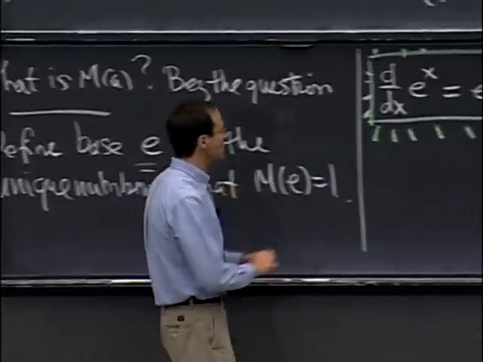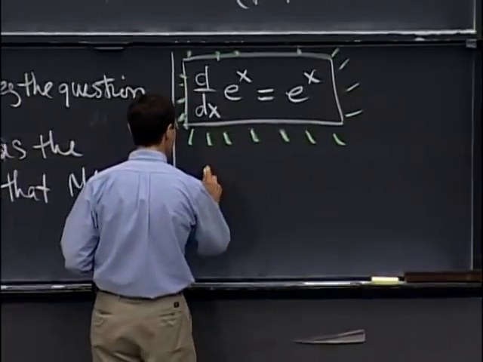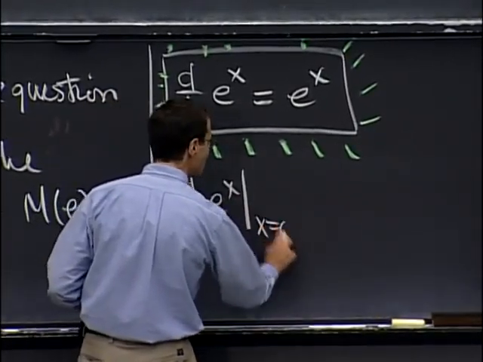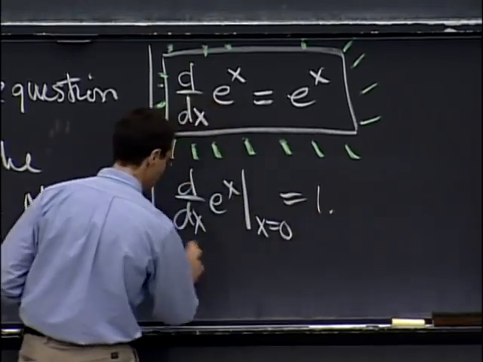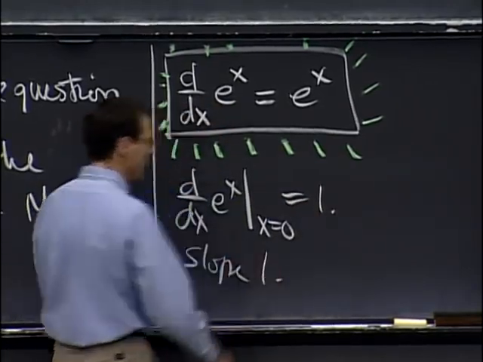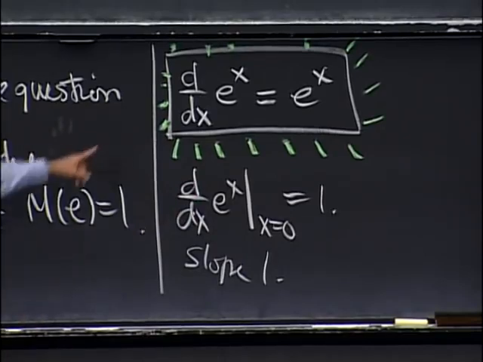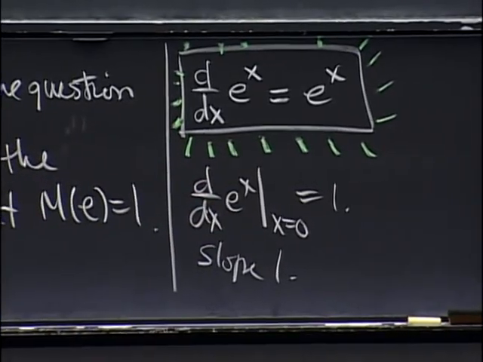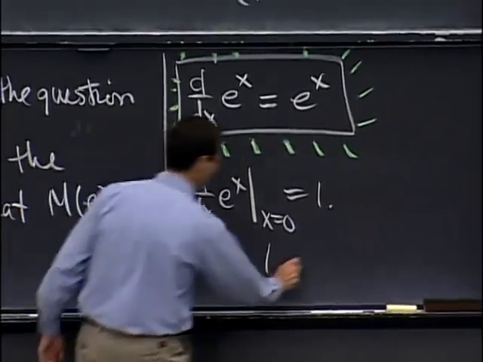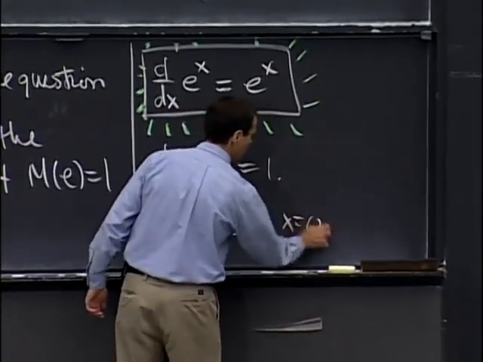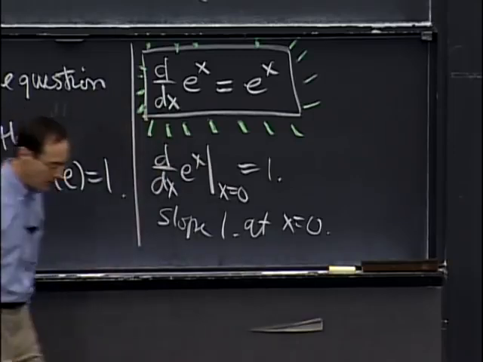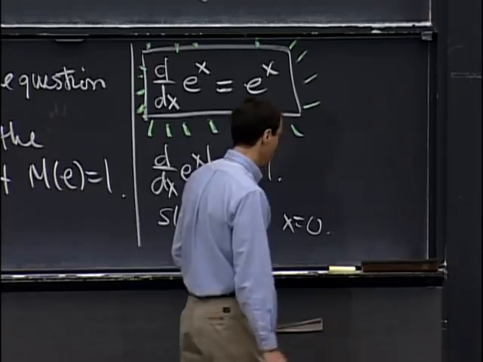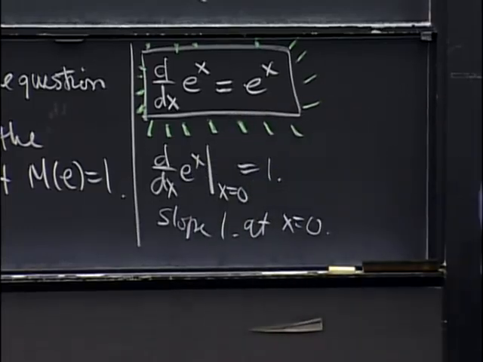And again, let me just emphasize also that this is the one which at x equals 0 has slope 1. That's the way we defined it, all right? So if you plug in x equals 0 here on the right-hand side, you get 1. Slope 1 at x equals 0. All right, so that's great. Except, of course, since we don't know what e is, this is a little bit dicey.